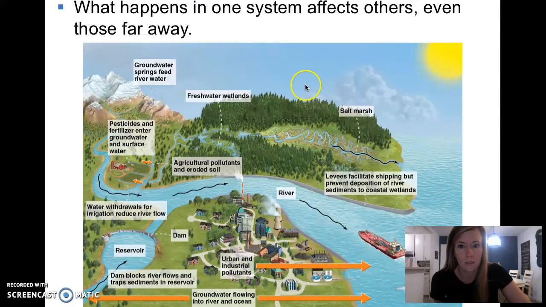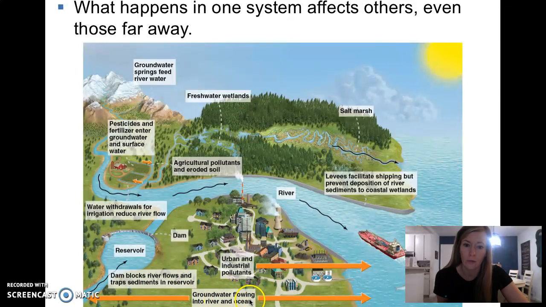So we have water in all these places up here. Groundwater springs feed river water. Rivers flow from mountains, usually where ice melts. That's how the water gets there. Then it'll move through different lands, and pesticides and fertilizer will enter the groundwater and the surface water. We have freshwater wetlands. We have water taken out for irrigation that will reduce the river flow. We have a reservoir built by a dam that's blocking the river flow. It also traps sediments in the reservoir.